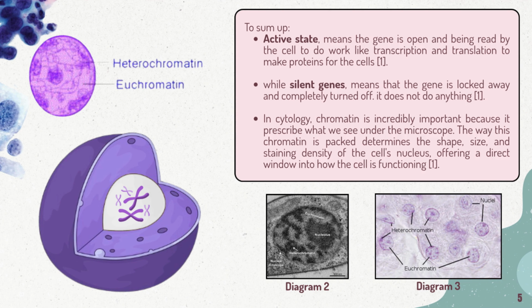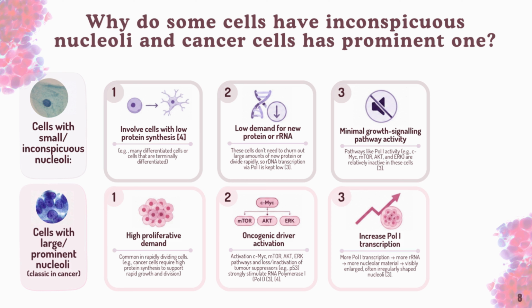Have you guys ever wondered why some cells have inconspicuous nucleoli and cancer cells have prominent ones? Let's first look at cells with inconspicuous nucleoli. These usually happen in cells which are already differentiated. Because of that, they only have low demand for protein synthesis. Growth signaling pathways are also relatively inactive, so ribosome production is reduced, making the nucleolus small and difficult to see.